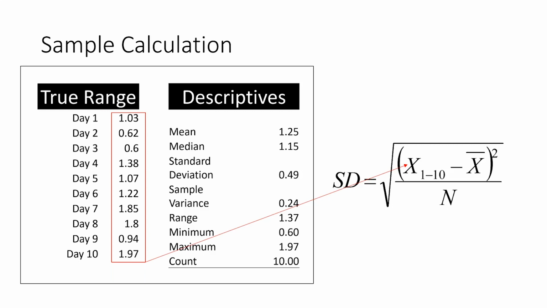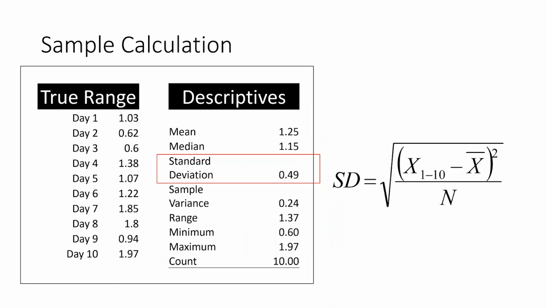So we're doing n, not n minus 1, if you're engineers, because there's a very small sample size. We're only doing 10 days, and that average is simply the average of those 10 days. The n is the count, and you take the square root of that to get rid of the square, and that gives you 1 standard deviation. And 1 standard deviation is going to be 49 cents.